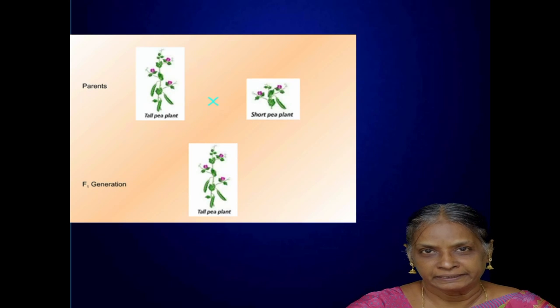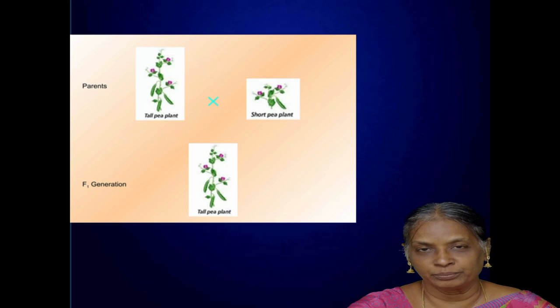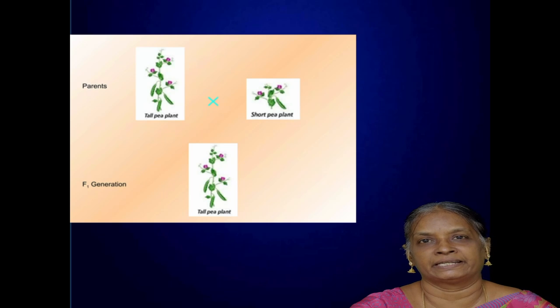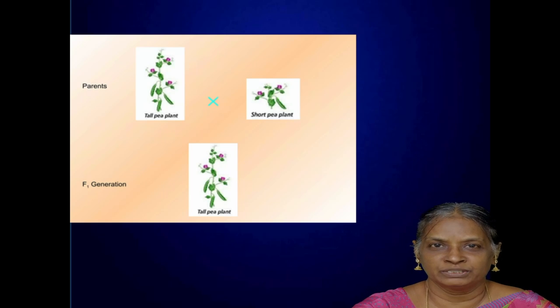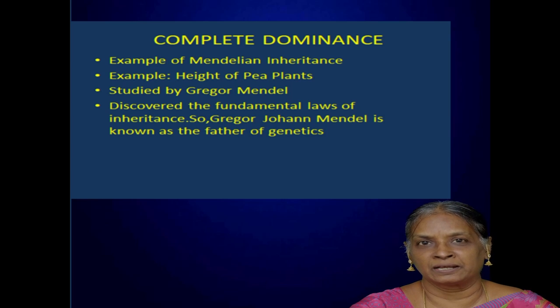So the tall stemmed plant is said to be the dominant character, since this is the character which is observed in the F1 generation. The short stemmed plant that is not expressed in the F1 generation is said to be the recessive character. This tallness of the plant is an example of complete dominance.